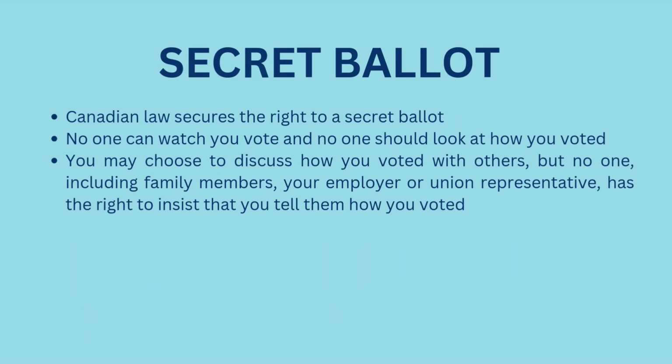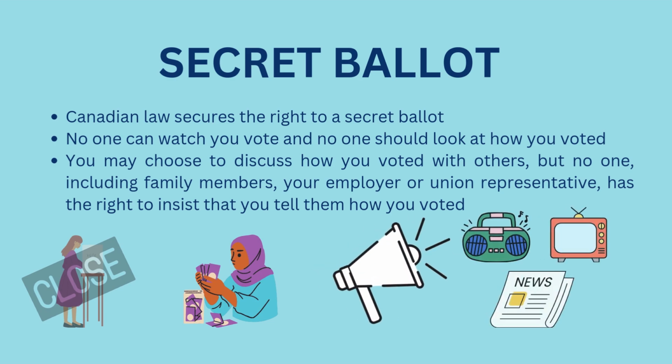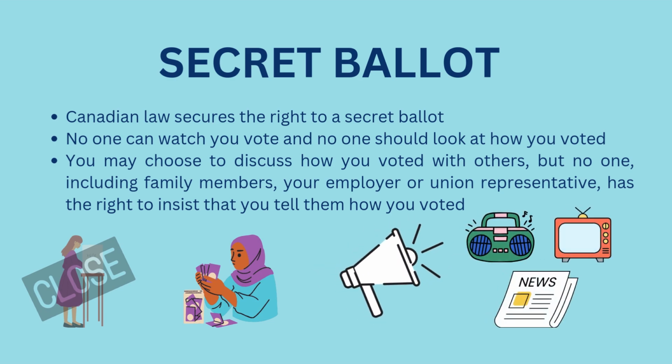Secret ballot. Canadian law secures the right to a secret ballot, which means that no one can watch you vote, and no one should look at how you voted. You may choose to discuss how you voted with others, but no one, including family members, your employer or union representative, has the right to insist that you tell them how you voted. Immediately after the polling stations close, election officers count the ballots and the results are announced on radio and television, and in the newspapers.